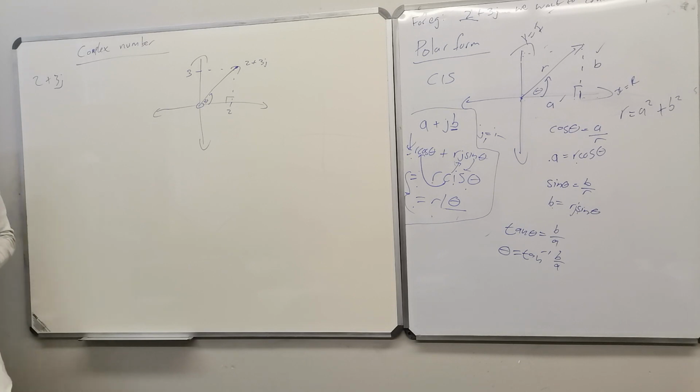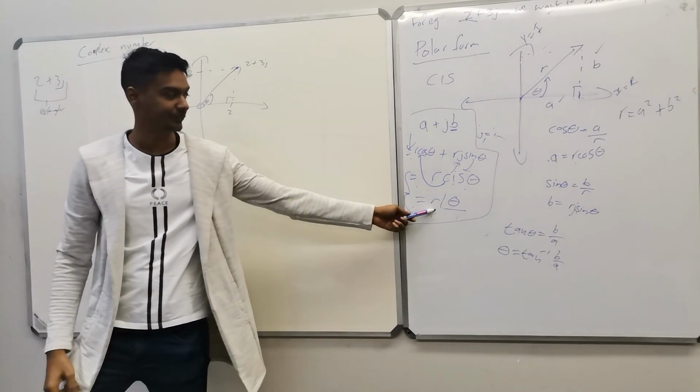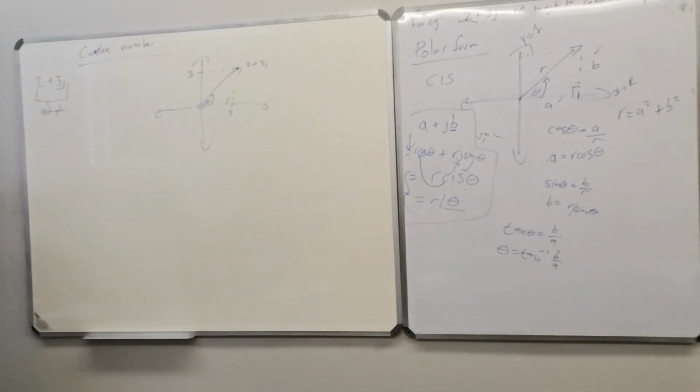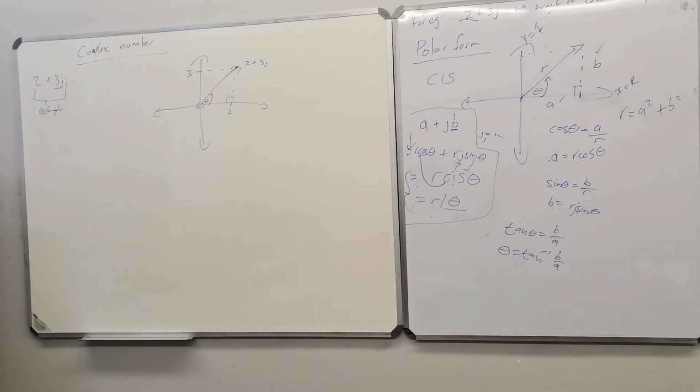So what do you have to calculate first? The objective is to convert from rectangular. This here is called rectangular. Convert from rectangular to polar. So you have to use all those steps here.